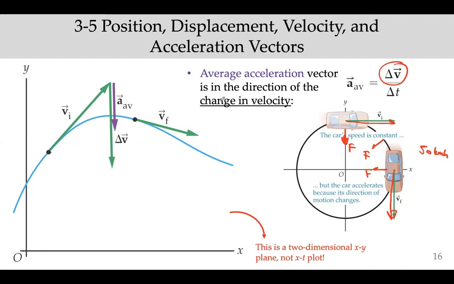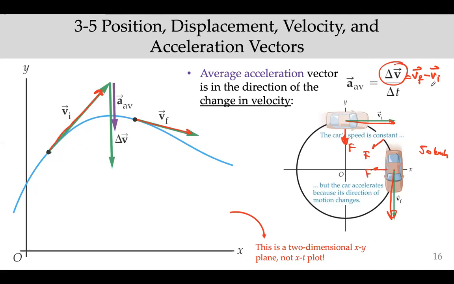So the average acceleration vector is in the direction of the change in velocity. Let's say the initial velocity vector is this, and the final velocity vector is this. Remember, how do you calculate delta v? It means v final minus v initial vectors. So I'm going to do v final minus v initial.